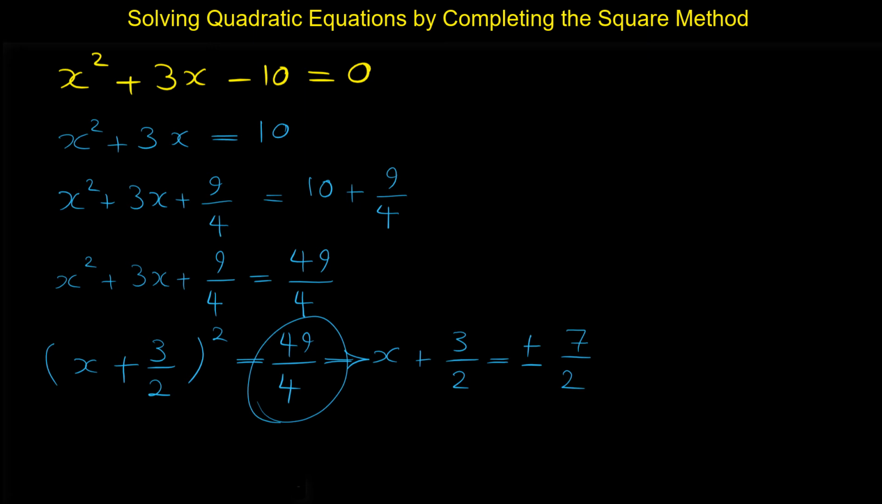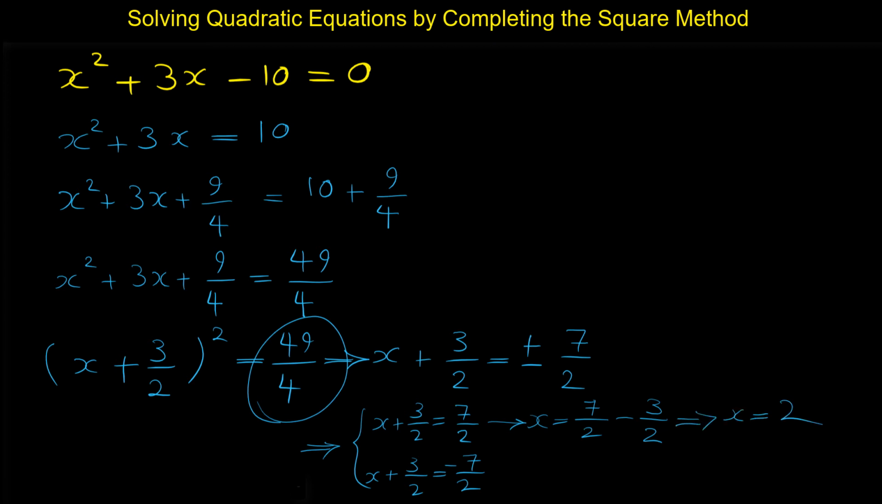Now we have two equations. One equation is x plus 3/2 is 7/2. The other equation is x plus 3/2 is negative 7/2. In the first equation, if we move 3/2 to the other side of the equation, we have x equals 7/2 minus 3/2. Because the denominators are the same here, if we subtract numerators, 7 minus 3 is 4 and 4/2 is 2. So from the first equation, x is 2.